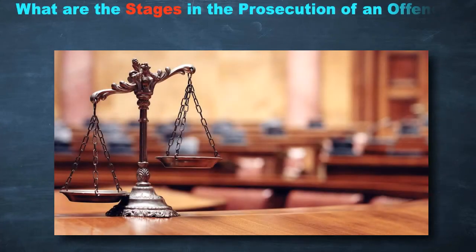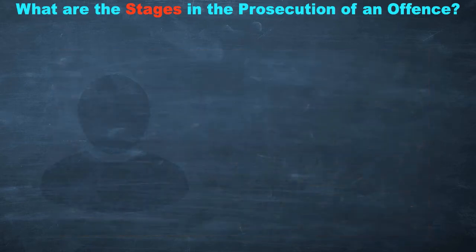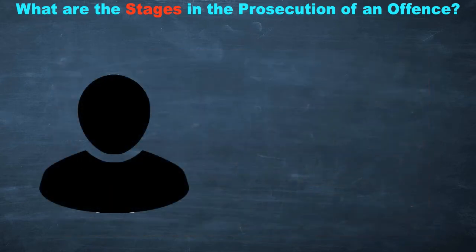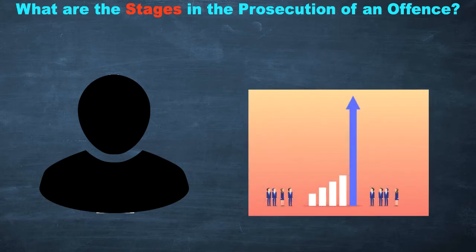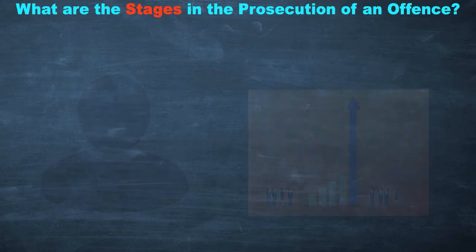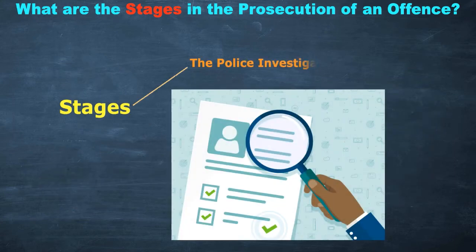Now, the next point of our topic is the stages in the prosecution of an offense. It means that when the prosecution of a person or accused starts, what are the stages? That we will discuss in this topic. Primarily there are two stages. The first one is the police investigation.